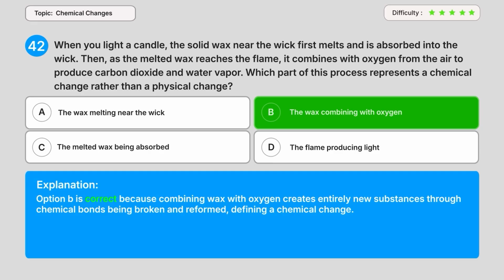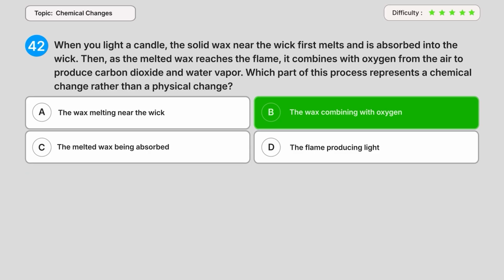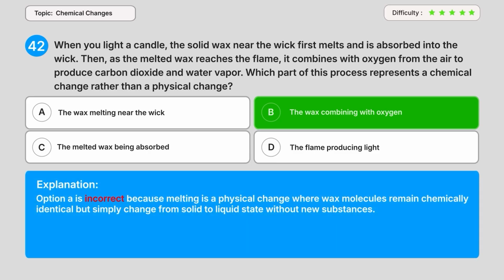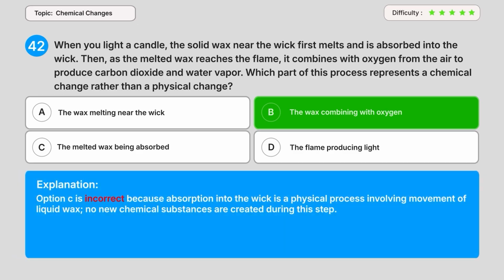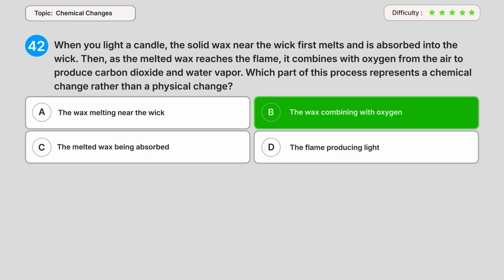Explanation. Option B is correct because combining wax with oxygen creates entirely new substances through chemical bonds being broken and reformed, defining a chemical change. Option A is incorrect because melting is a physical change, where wax molecules remain chemically identical but simply change from solid to liquid state without new substances. Option C is incorrect because absorption into the wick is a physical process involving movement of liquid wax. No new chemical substances are created during this step.